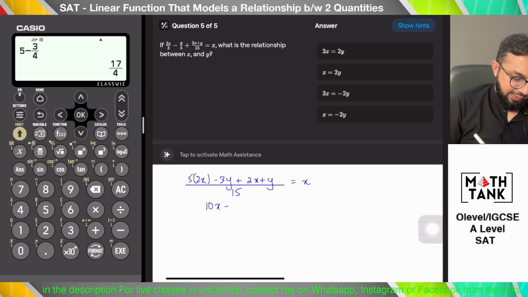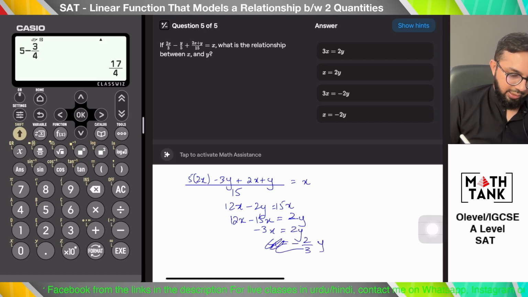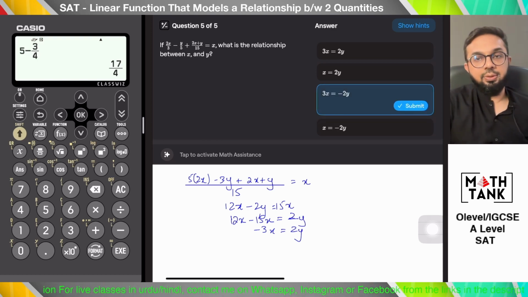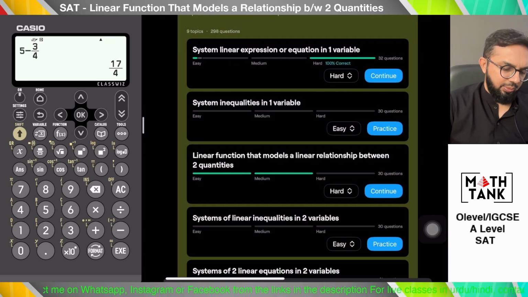10x plus 2x is 12x minus 2y equals 15x. So 12x minus 15x equals 2y, minus 3x equals 2y, x equals minus 2 over 3 y. Or I can keep it like that. I think I have to figure out an answer directly. So 3x equals minus 2 over minus 2y. We have more hard questions, I'm assuming.